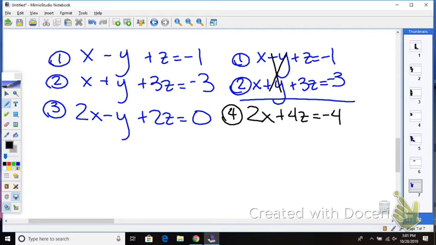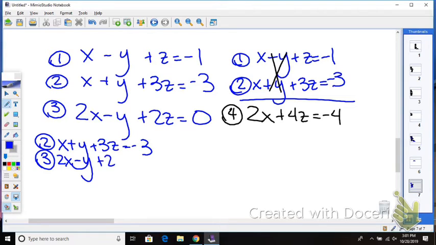Okay, then we need to use equation 3. Which one do I want to use with 3? 2. Good choice, because the y's will fall out without doing any work. So I'll use equation 2, which is x plus y plus 3z equals -3. And equation 3 is 2x minus y plus 2z equals 0. So I should have 3x plus 5z equals -3.